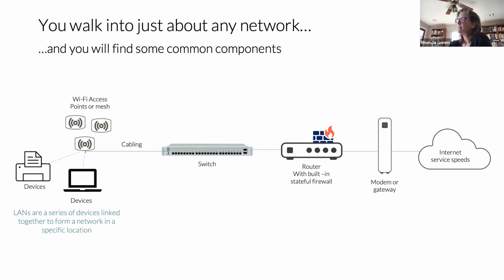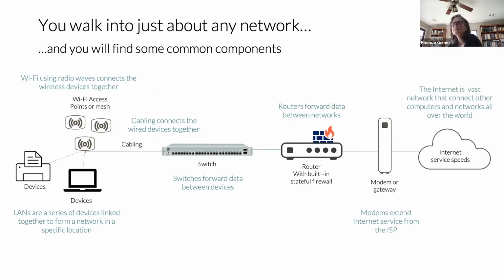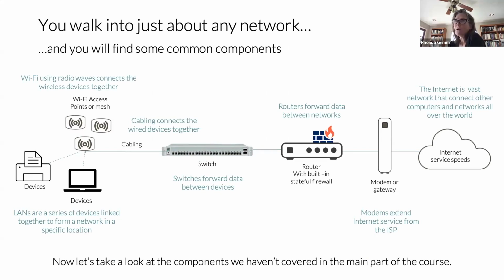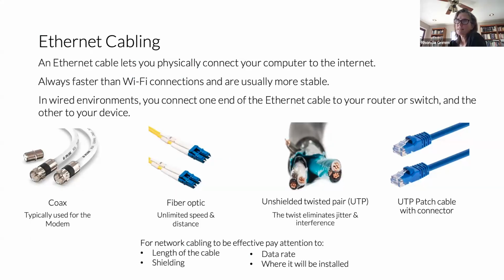The LANs connect to the devices, you've got the radio waves, you do all that good stuff. So let's go and talk about each part of these components. You've got cabling. So you've got Ethernet cabling, and it allows you to connect your computer to the internet, your other devices to each other, your switch. It's faster than Wi-Fi connections, and it's usually more stable.